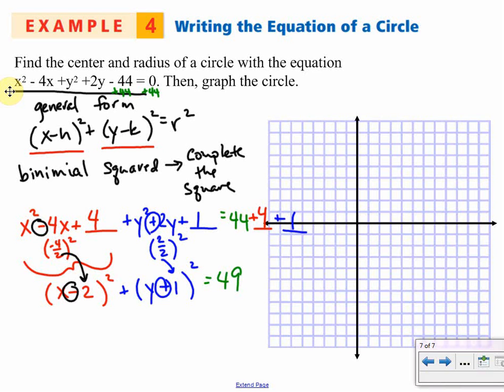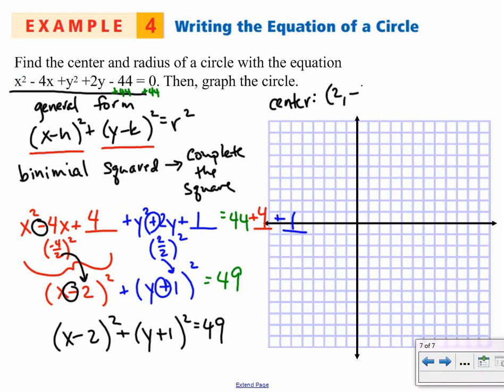So let me just rewrite that again so that you can read it. x minus 2 squared plus y plus 1 squared equals 49. That tells me that my center is going to be positive 2, negative 1, and my radius is going to be 7 because this is r squared. Okay, so let's plot that. So positive 2, negative 1, that's my center. Well, let me use a different color other than black. And then I'm going to count 7 in each direction. 1, 2, 3, 4, 5, 6, 7.